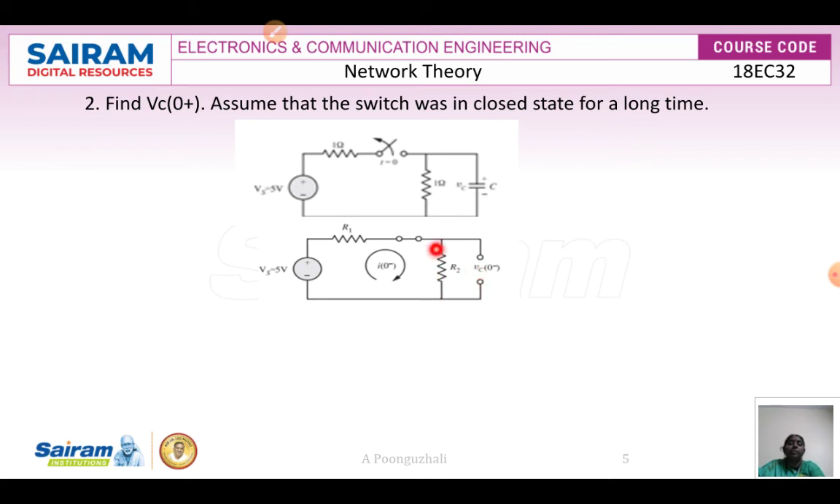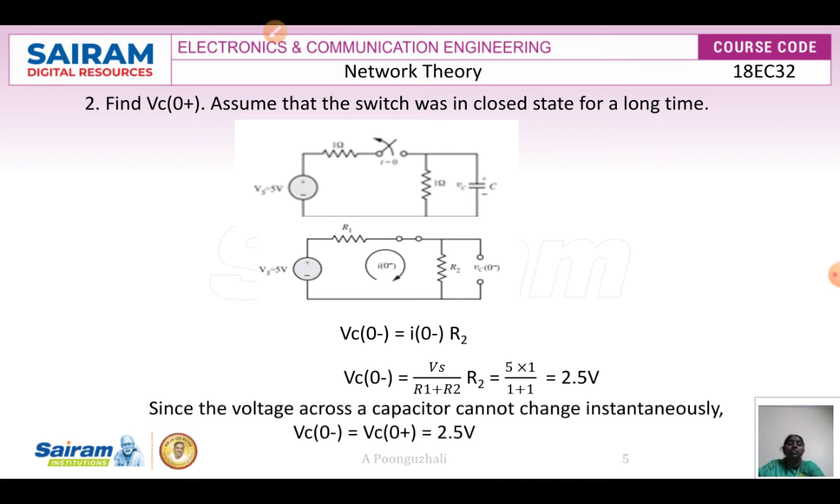What is VC of 0 minus? It is nothing but the drop across this resistance R2, which is I of 0 minus into R2. So we write VC of 0 minus is equal to I of 0 minus into R2. How do we find I of 0 minus? If I apply KVL, it is Vs divided by R1 plus R2, into R2. That is nothing but 2.5 volts. Since the voltage across the capacitor cannot change instantaneously, we can write VC of 0 plus is equal to VC of 0 minus, which is equal to 2.5 volts.